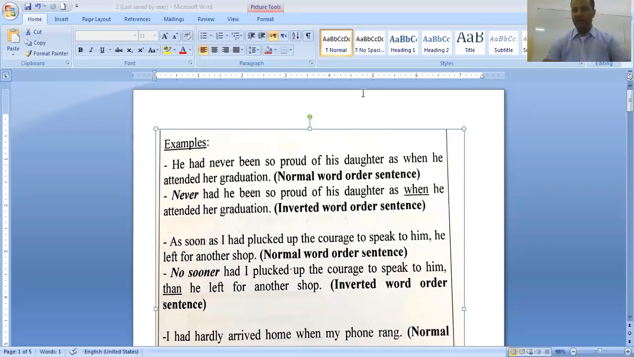Today we are going to have a new grammatical rule, grammar. This is called inversion. Here, if you can see, we have two sentences.